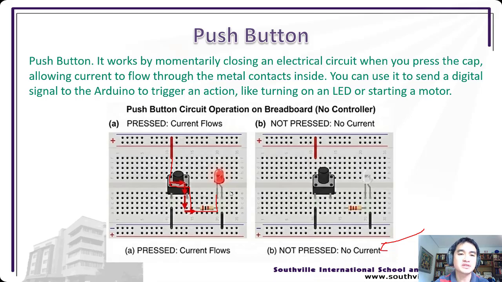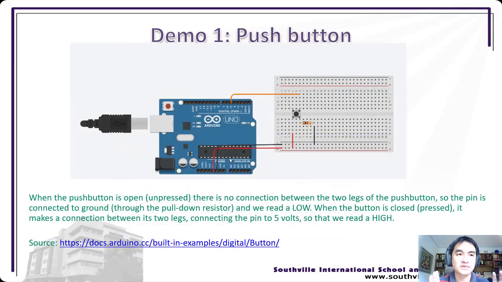So we're actually able to use a button, and when we press it, that's the only time current can flow through the button. Okay, we're going to be demoing how a button works shortly. This is our sample circuit showing a button. When you press the button, the current can flow from here to there, and there will also be current here.